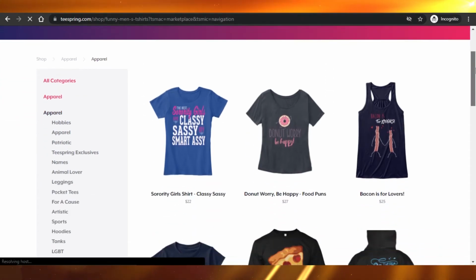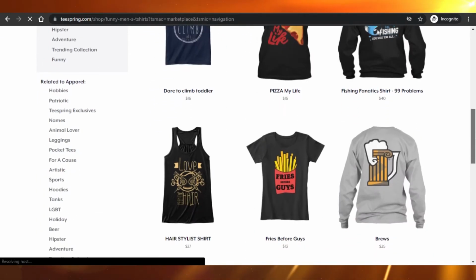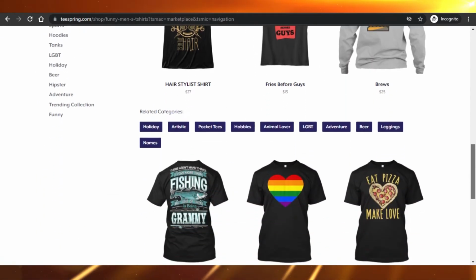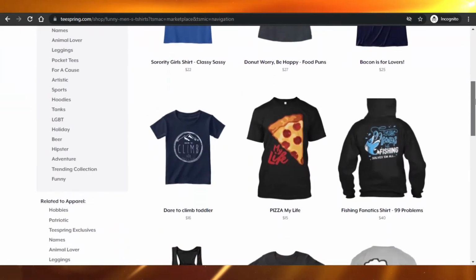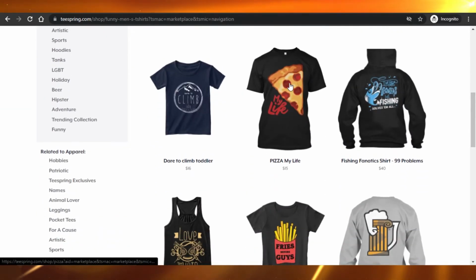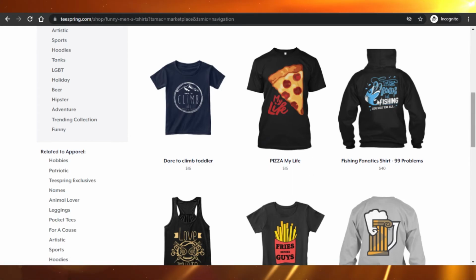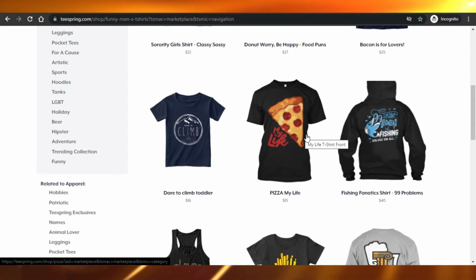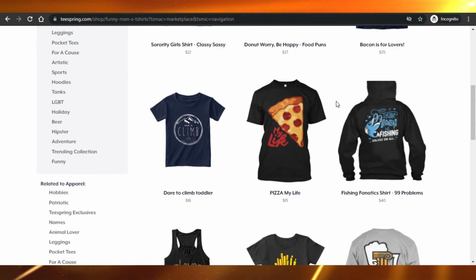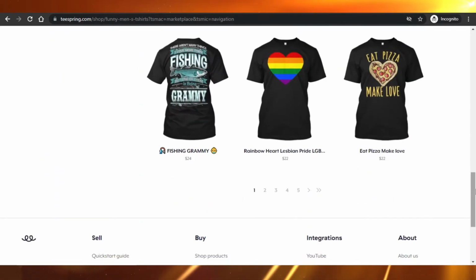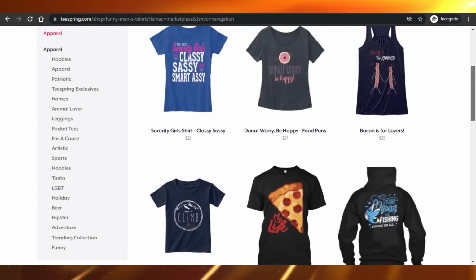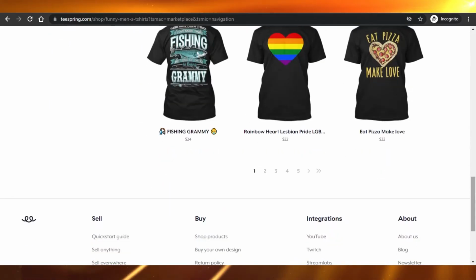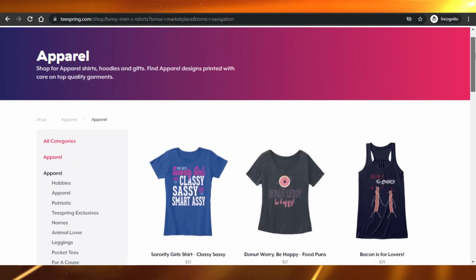Now you can also check out different products that are selling on Teespring. For example, look at these products. There's this pizza which says "my life" and people are buying this product. You can create a t-shirt with a pizza on it, but make it creative. Design it yourself, or hire someone to design it, and then advertise it in your own way. You can advertise it on different websites or any other way that you have.